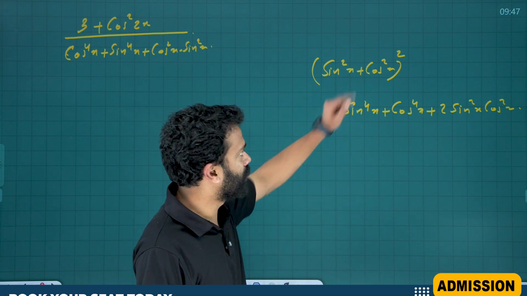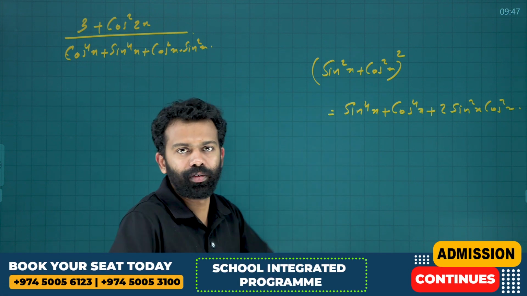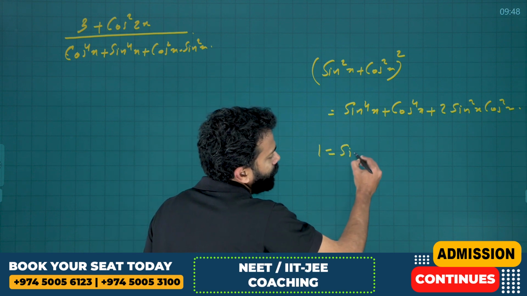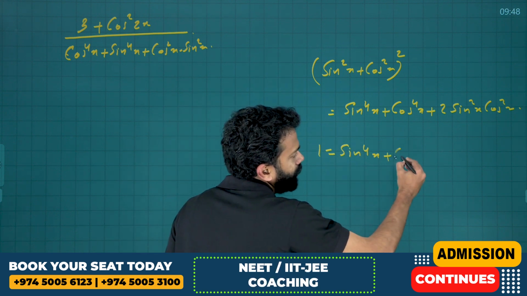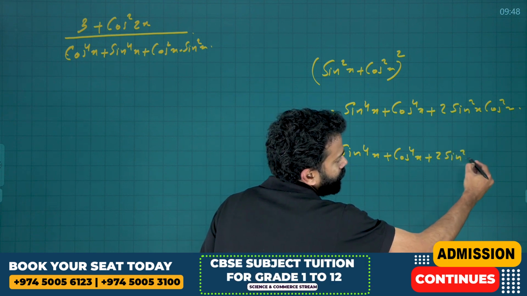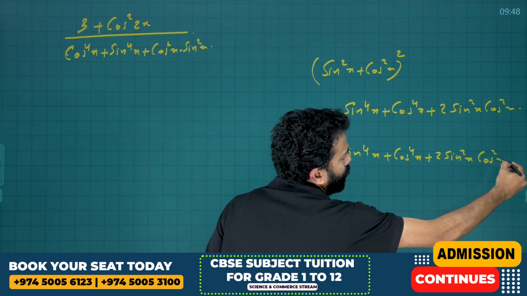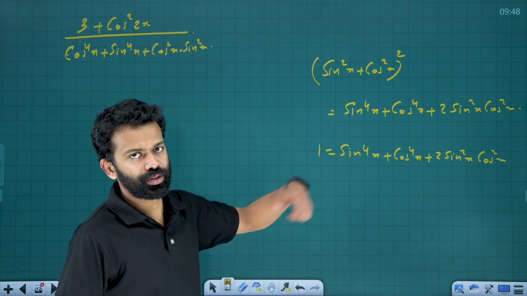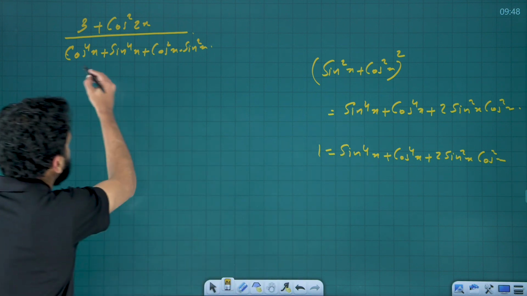Okay, so what was sin²x plus cos²x? 1. And what is 1 square? 1 itself. Therefore, 1 is equal to sin⁴x plus cos⁴x plus 2 sin²x into cos²x. So, from this, filter out sin⁴x plus cos⁴x, and substitute it here.